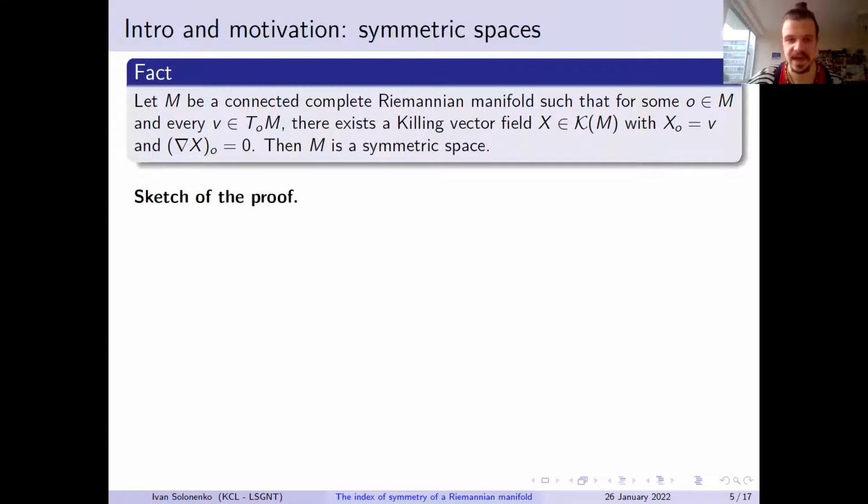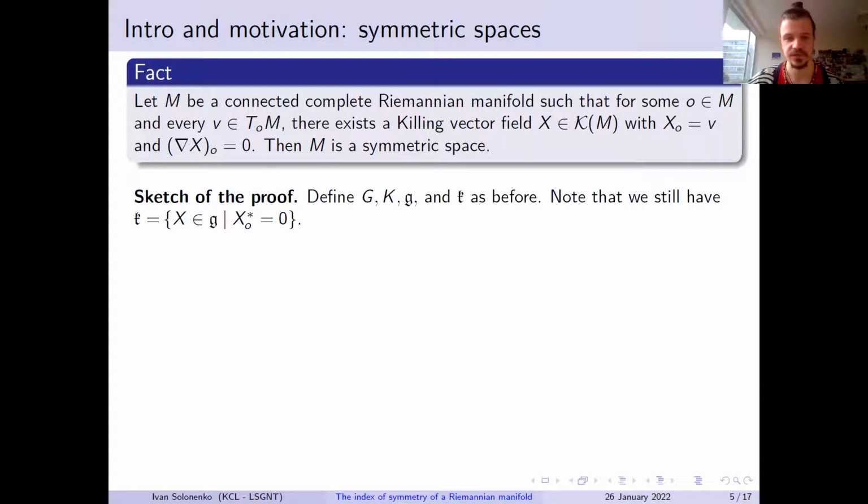Now I'm going to sketch a proof of how to prove this. There will be some technical parts which I will omit, but I'll prove some of it. So we define G, K, Gothic G, and Gothic K as before. And we also note that in general, even if we don't know yet that M is a symmetric space, K is precisely those elements X of the Lie algebra G such that X star at O is 0. This is very easy to show. This is standard.